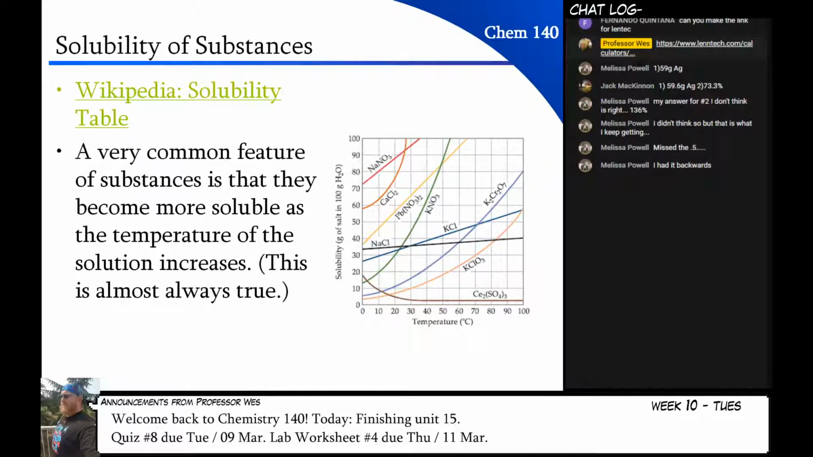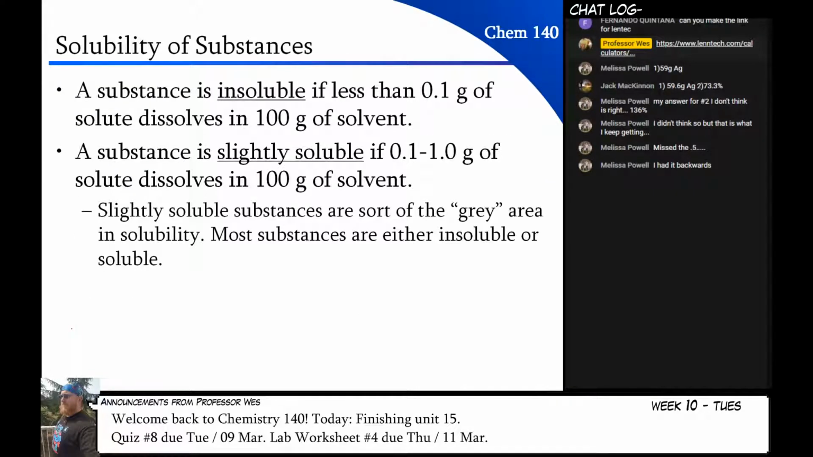So as we saw, in most cases, solubility increased. Some solid solubility decreases. This has to do with entropy and thermodynamics. We'll talk about that in 162. But for now, it's just most of them go up. They go up at different rates. But we can do some interesting things.